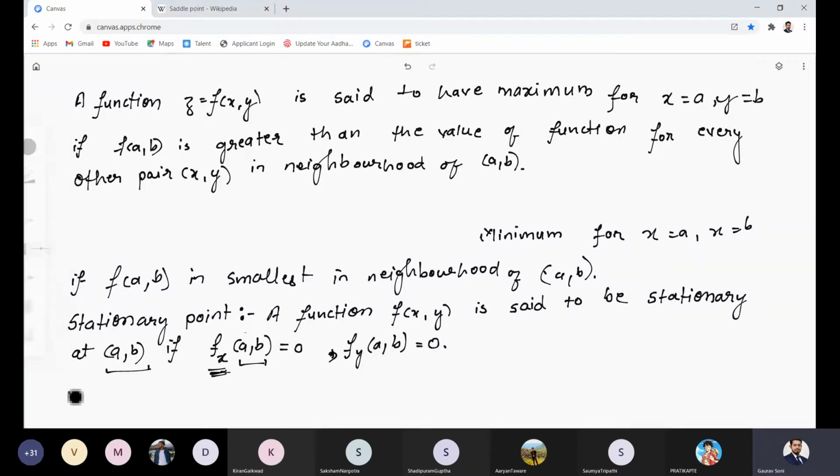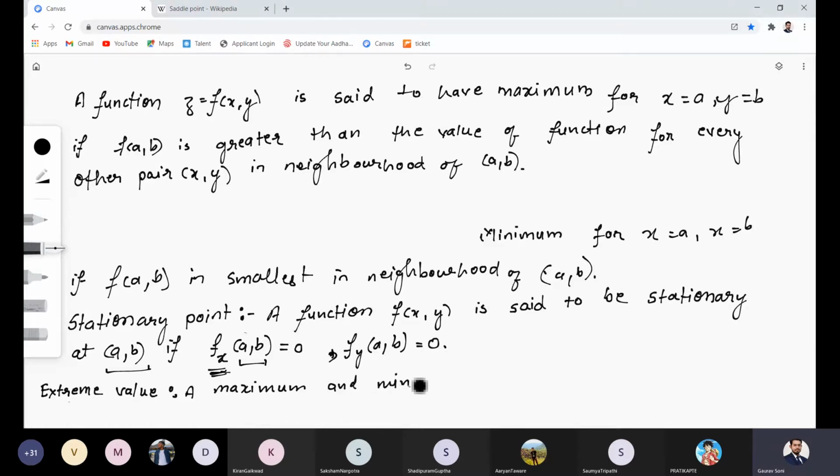Another definition is extreme value. A maximum and minimum value of a function is called the extreme value.